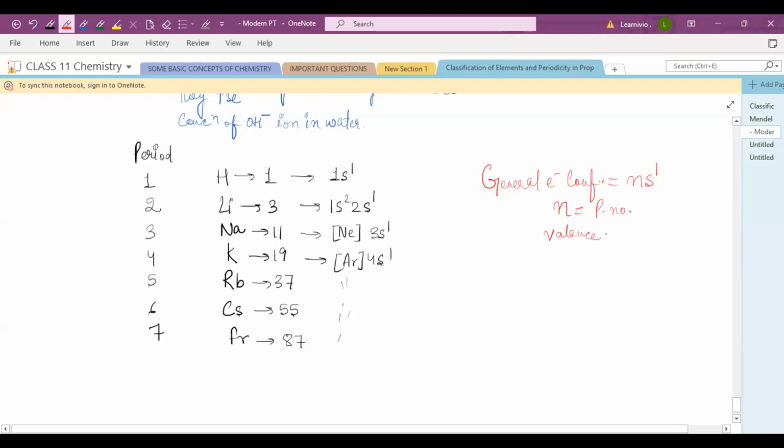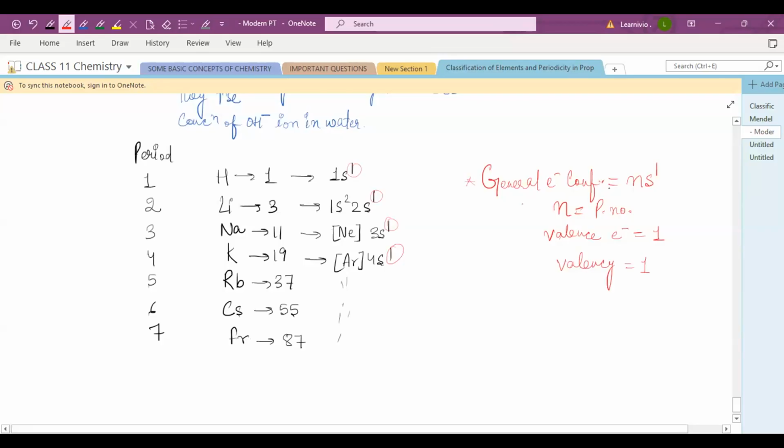For group number first, you can see the valence electron is 1. Each and every one, the valence electron is 1, right? And what is the valency? Valency is again 1. So these are for alkali metals, means group 1 elements.